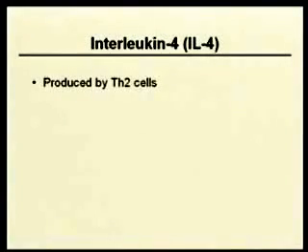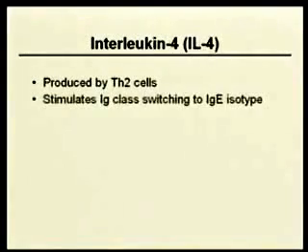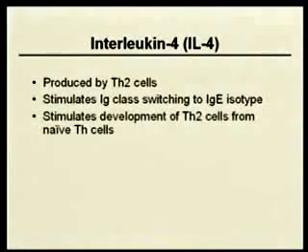Last few minutes, we'll talk about the remaining cytokines. Interleukin-4 is another very important one. This is produced primarily by Th2 cells. So these are cells involved in the humoral immune response, or the production of antibodies. This is one that can produce the class switching to IgE isotype. We talked a little about that. Yes?